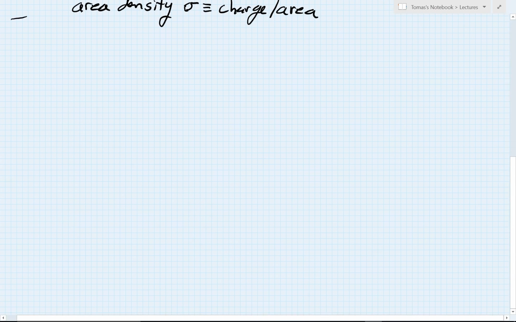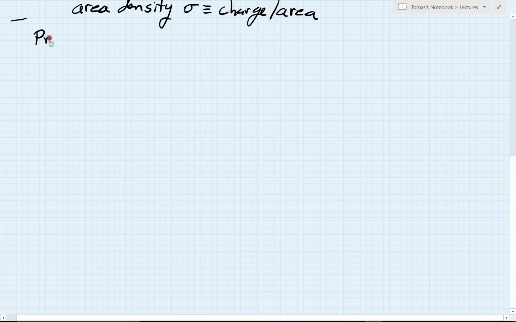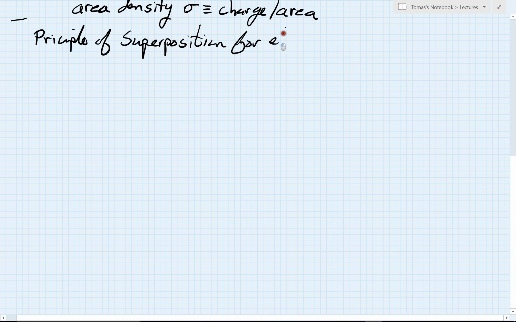So I'm going to rephrase the principle of superposition as follows. So this is going to be a principle of superposition. We previously talked about superposition for the Coulomb force. There's also a principle of superposition that goes along for the electric field.